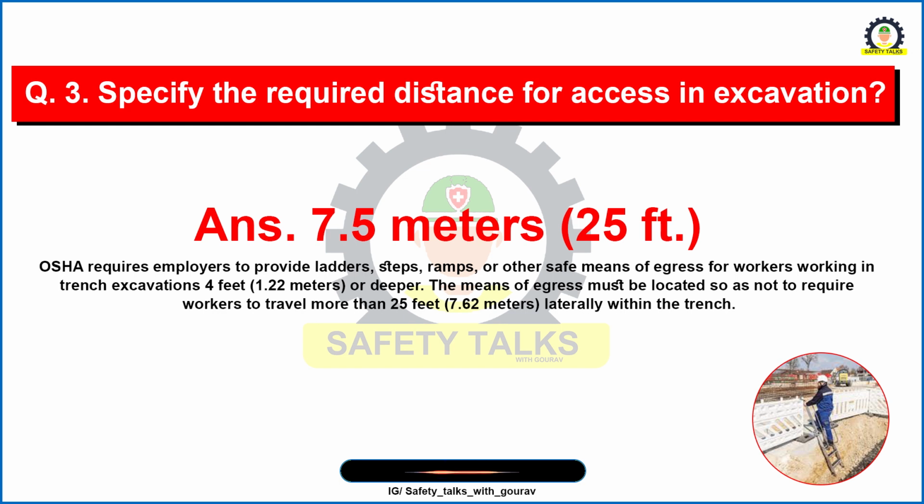It goes like, specify the required distance for access in excavation. What is the required distance for access in excavation? The answer will be 7.5 meters, or in feet, 25 feet. Why? According to OSHA, employers must provide a ladder, steps, ramps or other safe means of egress for workers working in trench excavations 4 feet or 1.22 meters deep or more. The means of egress must be located so as not to require a worker to travel more than 25 feet or 7.62 meters laterally within the trench.